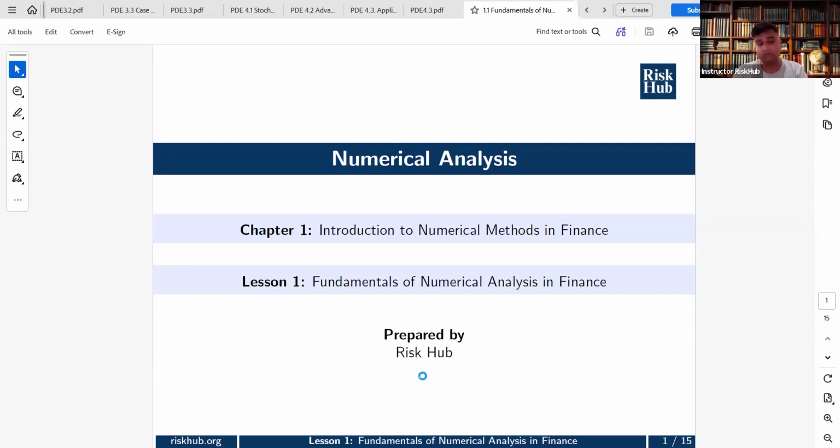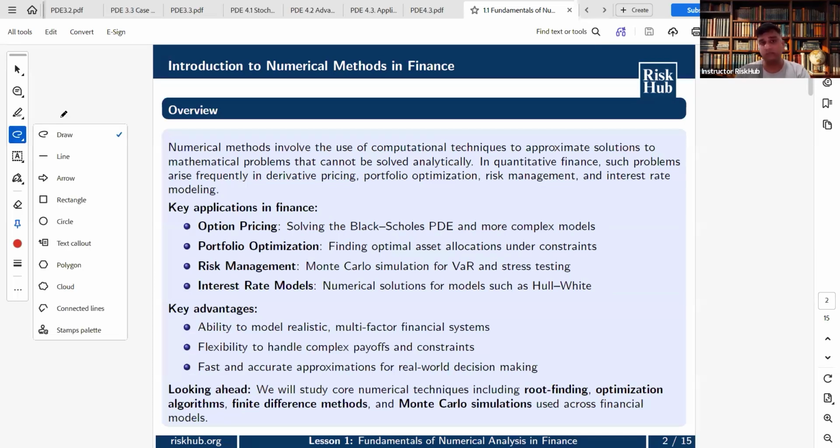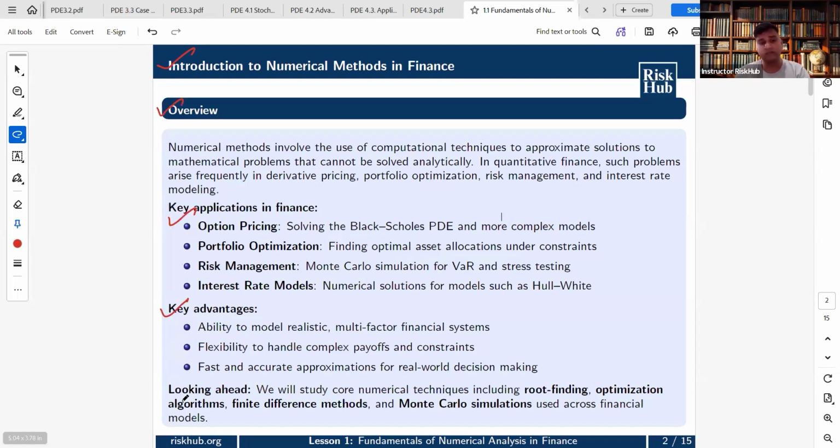The main idea of the lesson is very simple. In finance, we cannot solve the model exactly, so we approximate. We must understand how accurate that approximation is. Okay, with that, let's get to the next slide and try to dig deeper. So now here, we'll try to understand the introduction to numerical methods in finance. We'll have some overview, look at the key applications in finance, key advantages, and what we're going to look ahead, right?